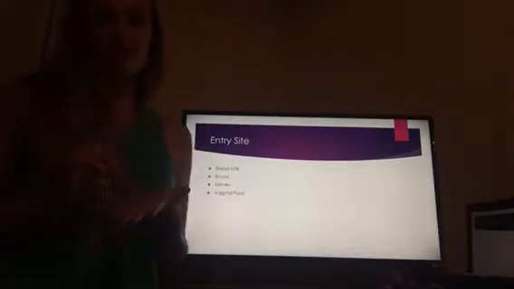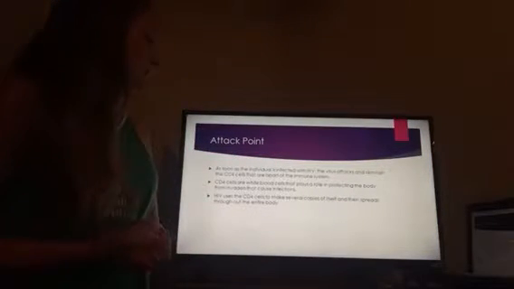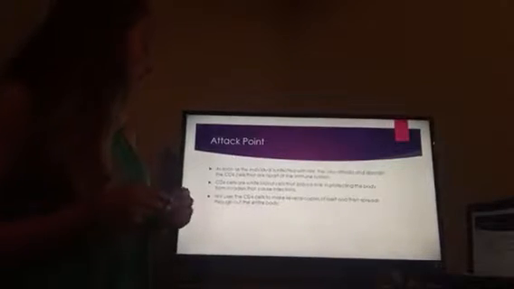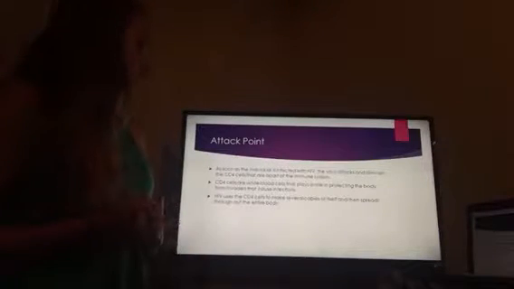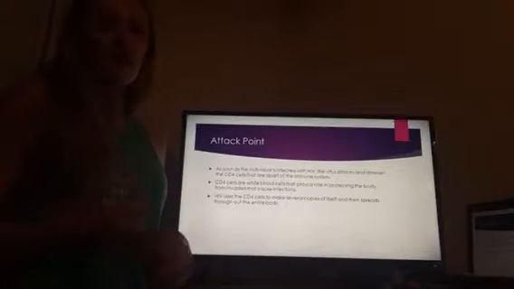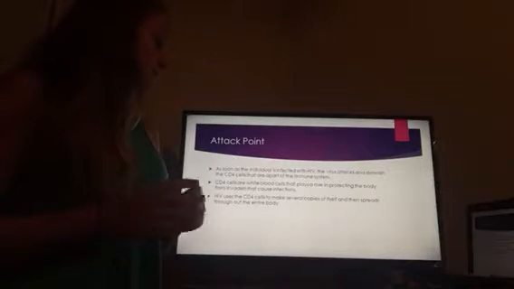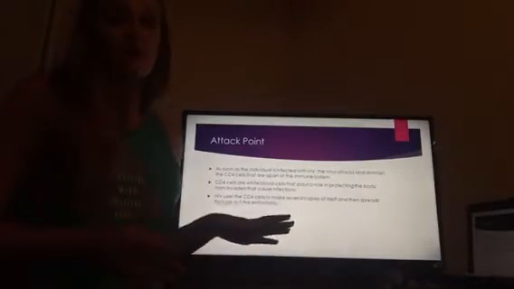An entry site: breast milk, blood, semen, and vaginal fluid. Some attack points. So as soon as the individual is infected with HIV, the virus attacks and diminishes the CD4 cells that are part of the immune system. CD4 cells are white blood cells that play a role in protecting the body from invaders that cause infections. HIV uses the CD4 cells to make several copies of itself and then spreads throughout the entire body.